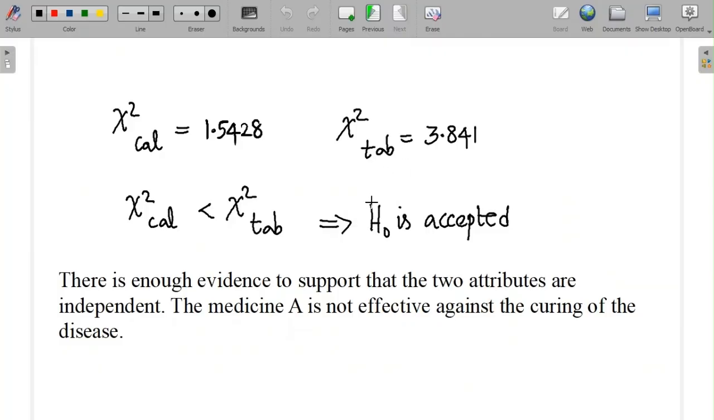This helps us discuss how the attributes are independent based on chi-square test. I'll follow this video shortly with another video lesson where we use the chi-square test to check the goodness of fit according to the recommended distribution of frequencies.